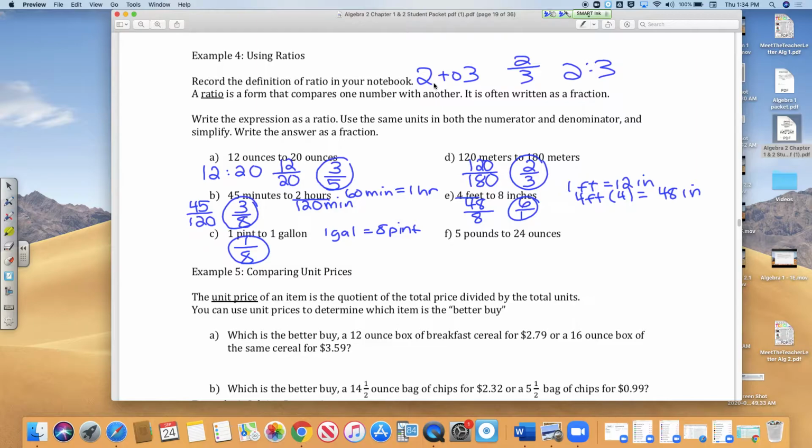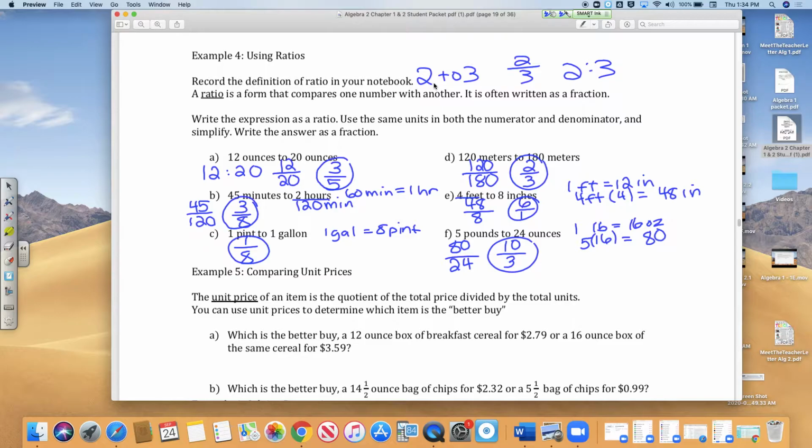And then F, 5 pounds to 24 ounces. I know that each pound is equal to 16 ounces, so I would multiply 5 times 16, and that's going to give me 80 ounces. So I'm going to compare 80 ounces to 24 ounces. And that simplifies to 10 over 3.